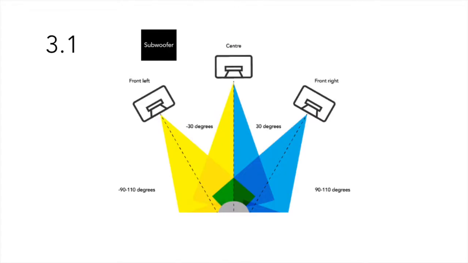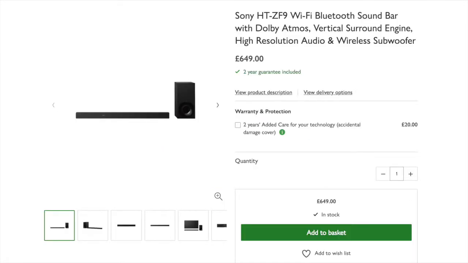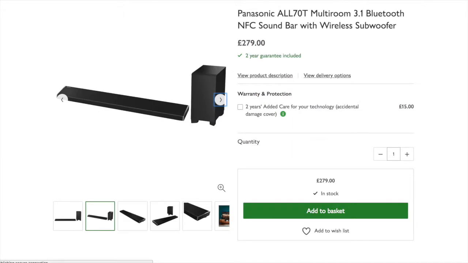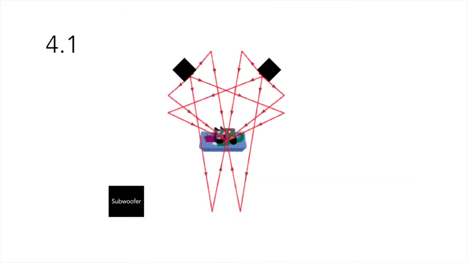Now, by adding a subwoofer to those systems, they become 3.1 systems. But all systems classed as 3.1 systems will come with the subwoofer as standard. A couple of examples: the Sony HT-ZF9 and the Panasonic All-70. They're both 3.1 systems out of the box there. From there we go to 4.1.